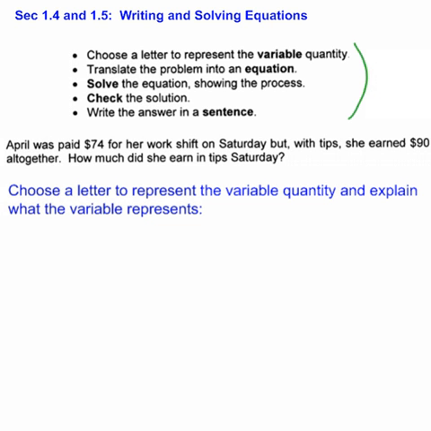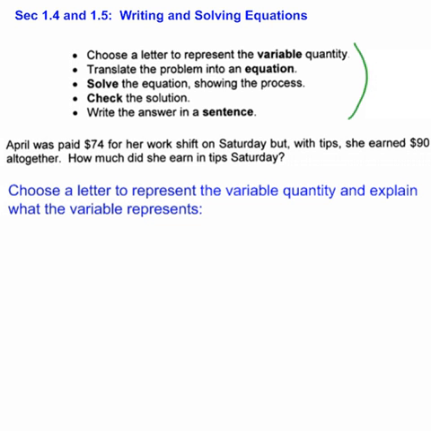You choose a letter to represent the variable quantity, translate the problem into an equation, solve the equation, showing your work, check the solution, and write the answer in a sentence. So we'll do each one of these step by step. This first one says April was paid $74 for her work shift on Saturday, but with tips she earned $90 altogether. How much did she earn in tips Saturday?